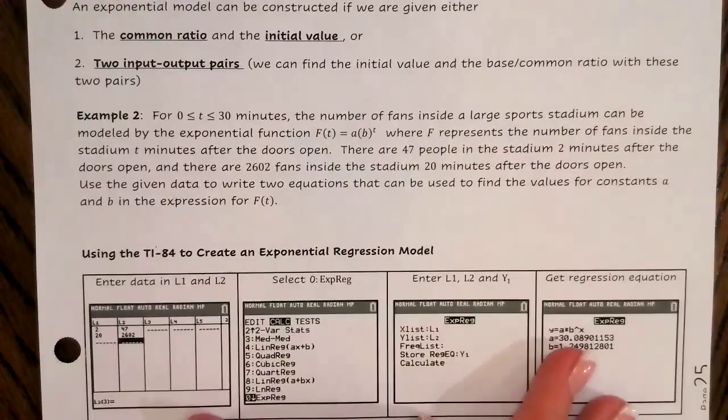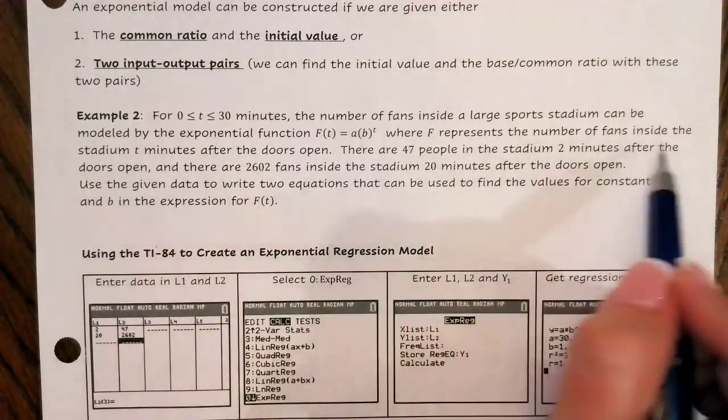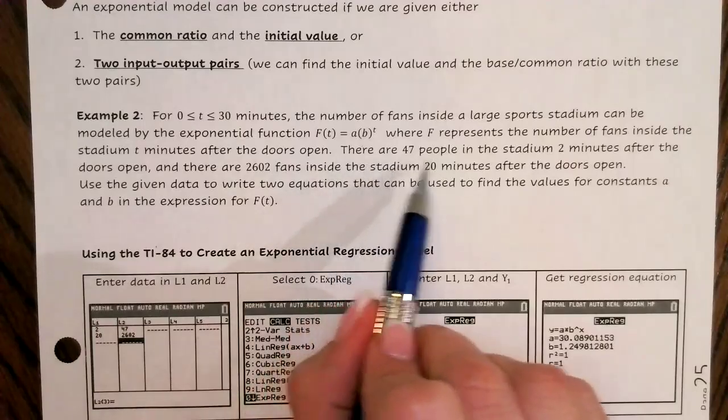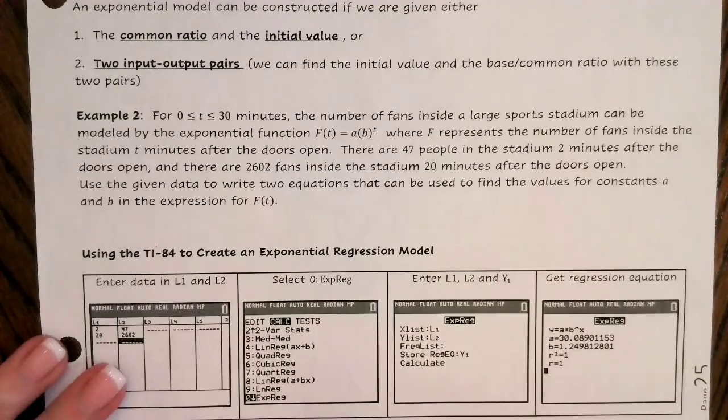It says for 0 to 30 minutes, the number of fans inside a large sports stadium can be modeled by the exponential function right here, where f represents the number of fans inside the stadium t minutes after the doors open. There are 47 people in the stadium 2 minutes after the doors open, and there are 602 fans inside the stadium 20 minutes after the doors open. Use the given data to write 2 equations that can be used to find the values for constants a and b in the expression for f of t.